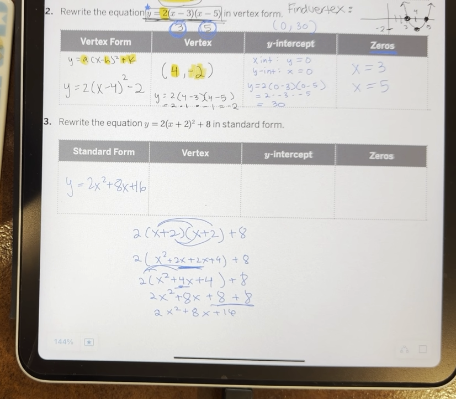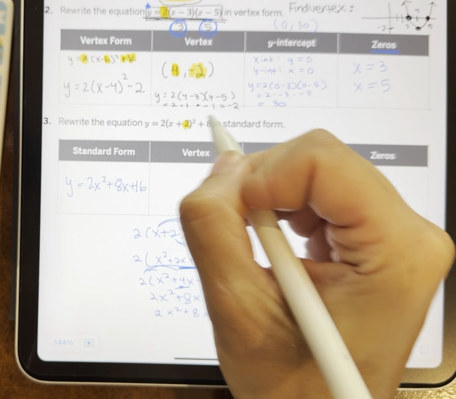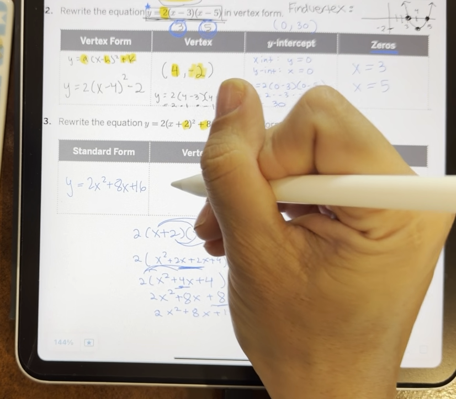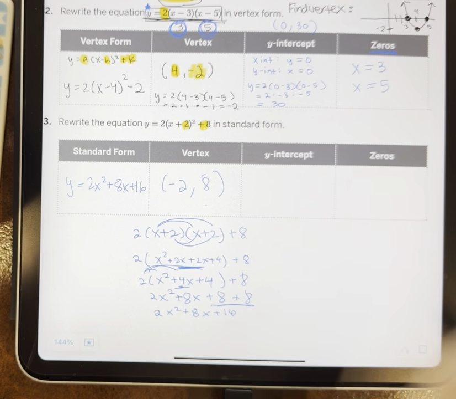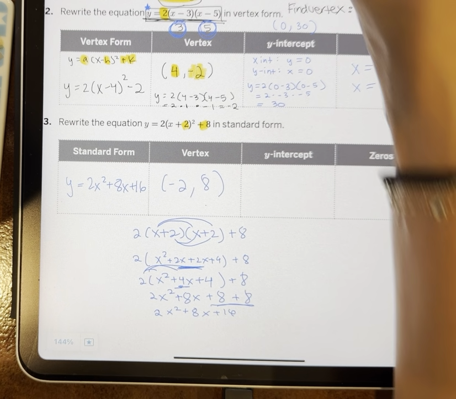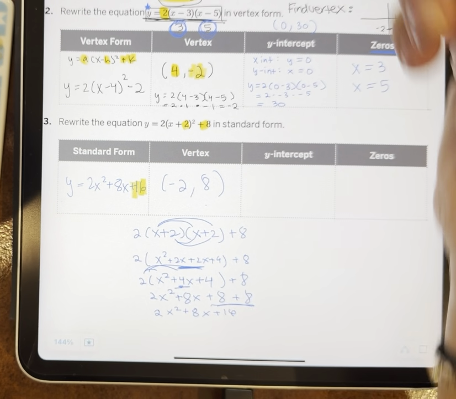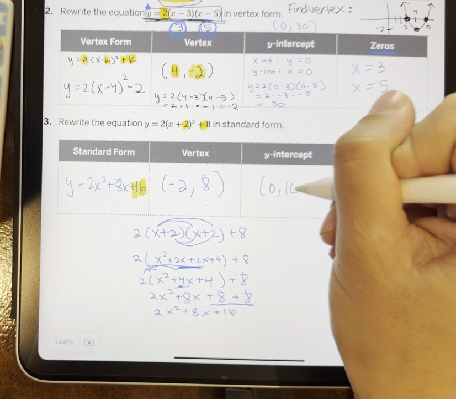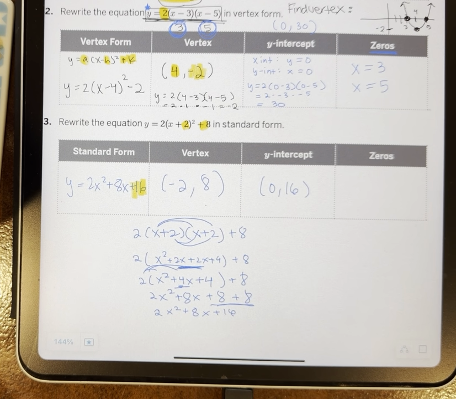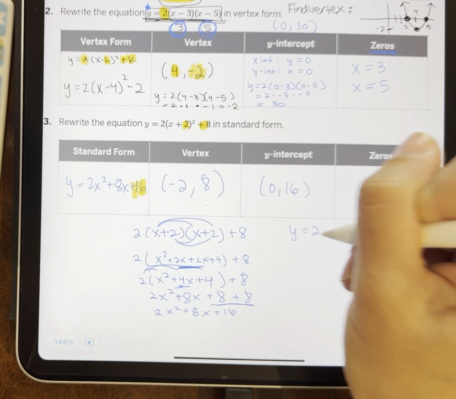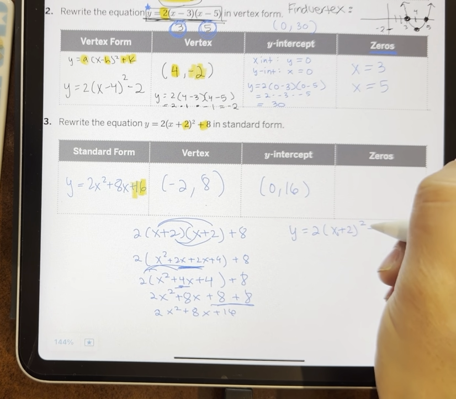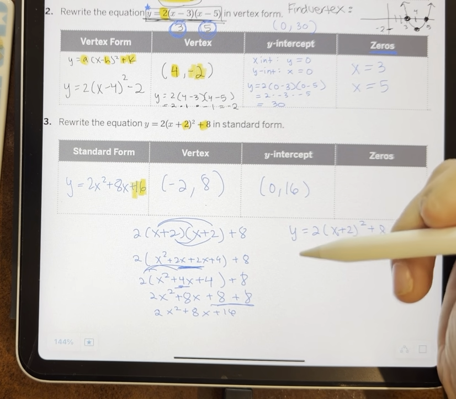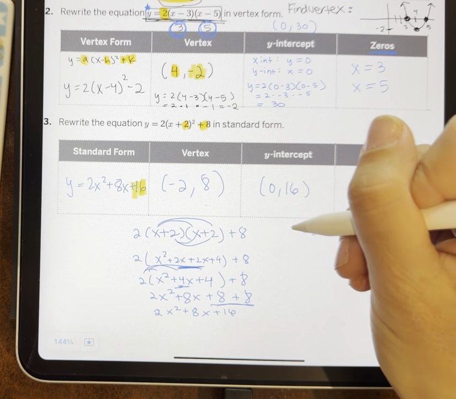Okay, what's the vertex? That was given to me over here. It's the opposite of this, not the opposite of this. What's the y-intercept? Well, I actually found that when I found standard form. 0, 16. And what are the zeros? How dare they? Okay, fine. y equals 2 times x plus 2 squared plus 8. If I want zeros, throw y out and put in 0.